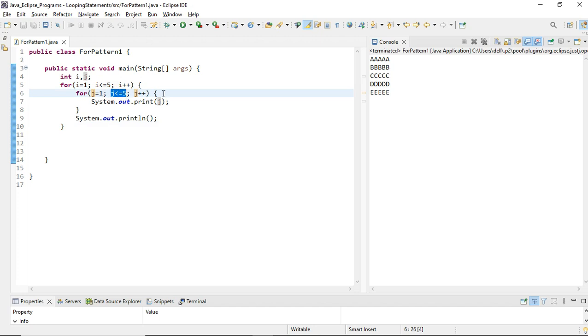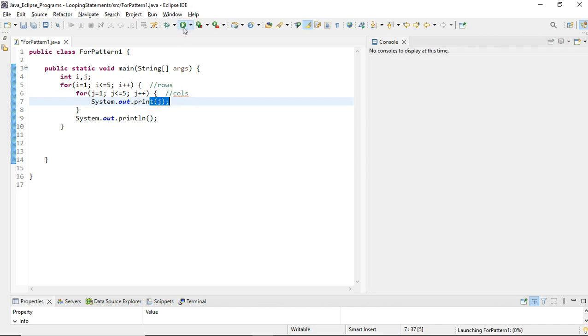See, I am running this. How many columns? This is what? Rows, please. This you have to understand. This is rows, and this is columns. So how many columns are you printing? Exactly 5 columns you are printing. So j always prints 5 times. As a result, you will get the output like this.